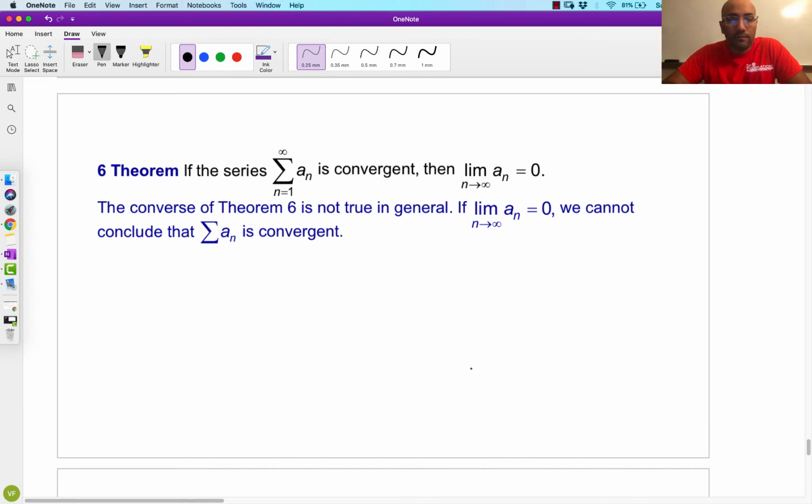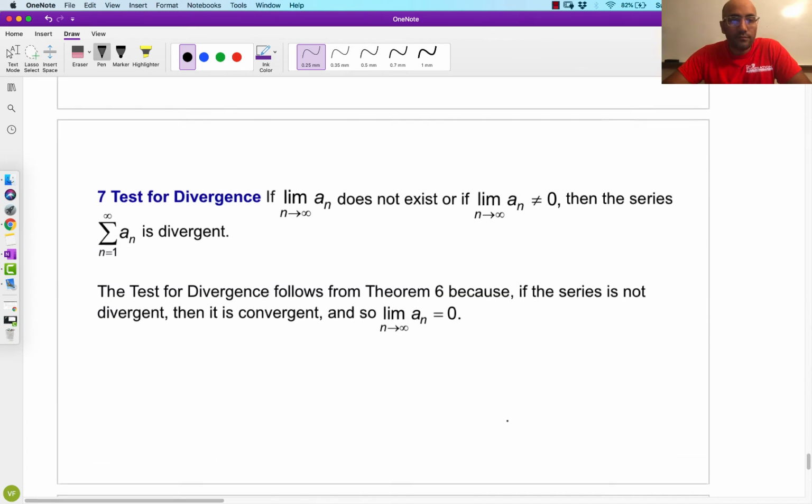Okay, so one directional. A series is convergent. We know that it must be true that the individual values of the sequence must converge to 0. The limit as n goes to infinity of a sub n must be equal to 0. But just simply knowing that the individual terms are going to 0 is not good enough to conclude that the series is going to converge.